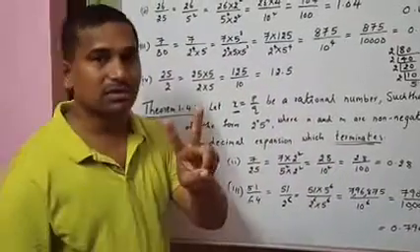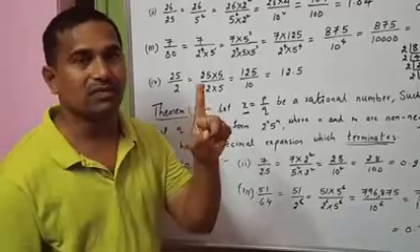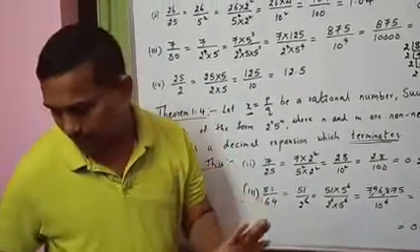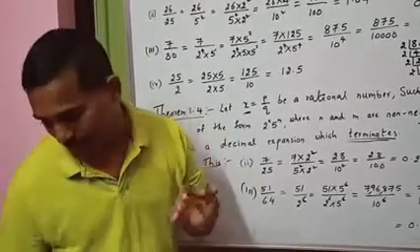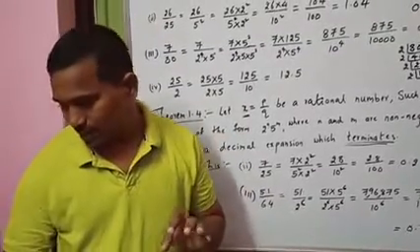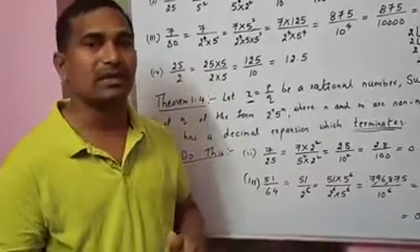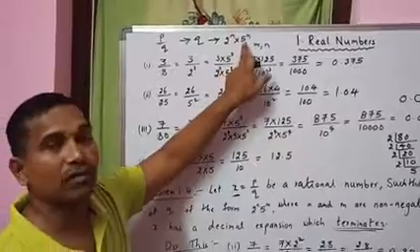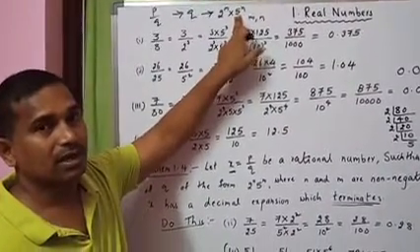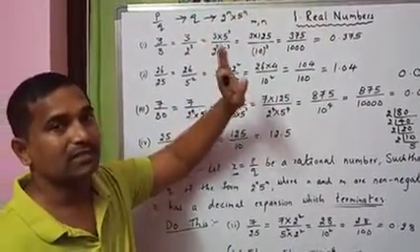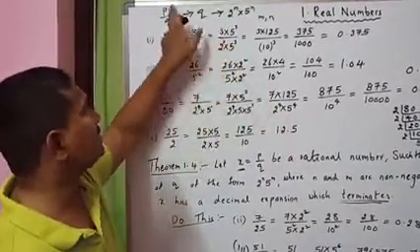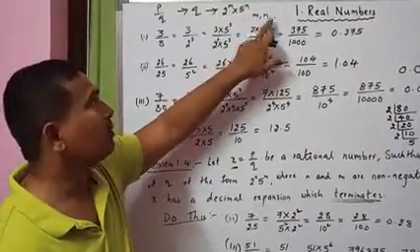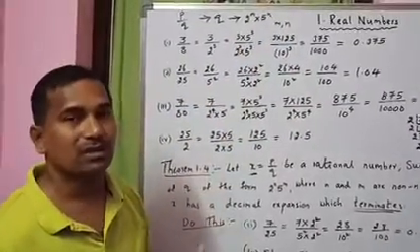So we have 2 theorems. Just keep in your mind, what is the first one? When a rational number has a terminating decimal expansion, then that can be expressed in the form of p by q, where q is in the form of 2 power m into 5 power n, where m, n are non-negative integers. That is yesterday's theorem.